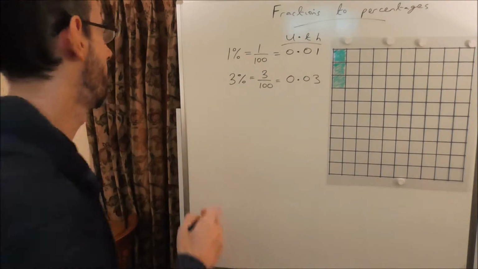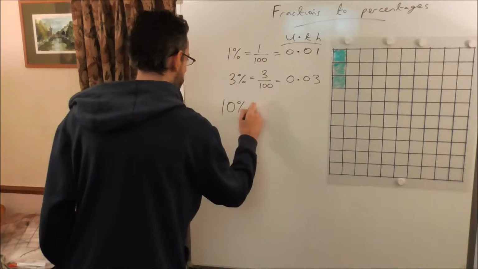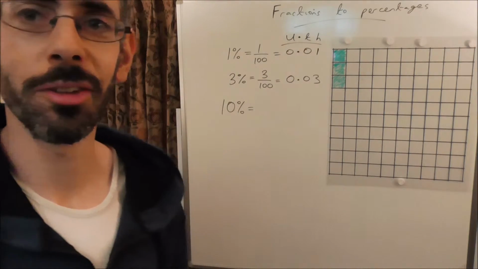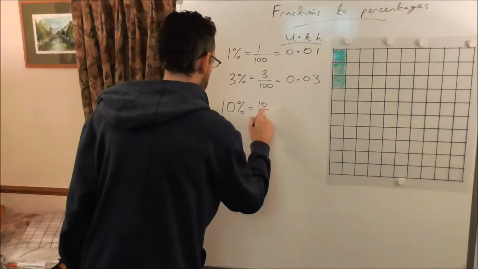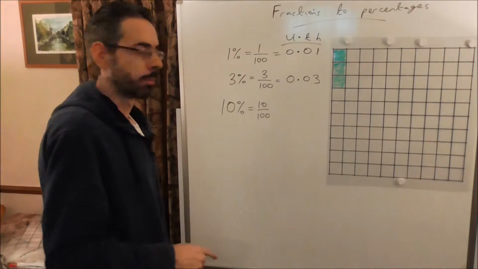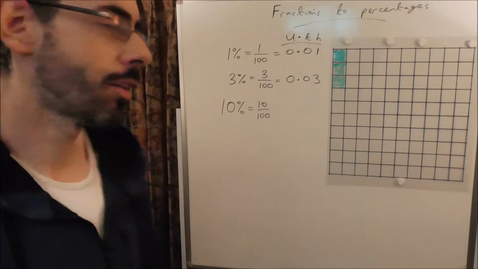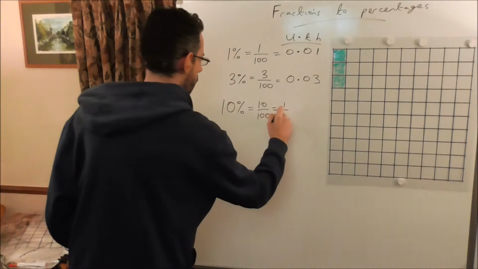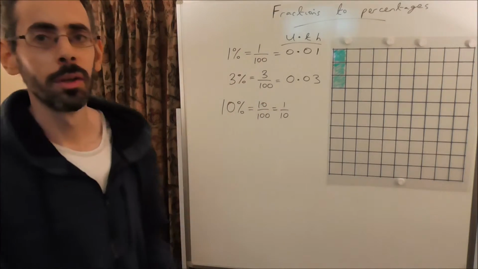Let's do 10% as a fraction and a decimal. So 10% as a fraction, a percentage is just a fraction out of 100. So 10% is just 10 out of 100, or 10/100ths. You can actually simplify this fraction because the numerator and denominator are both divisible by 10. 10 divided by 10 is 1, and 100 divided by 10 is 10. So this fraction simplifies to 1/10.